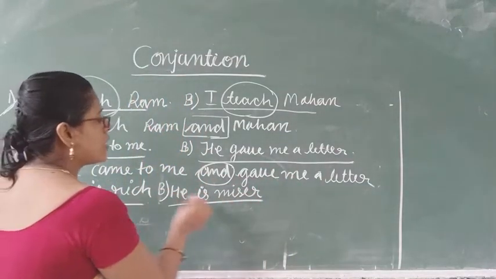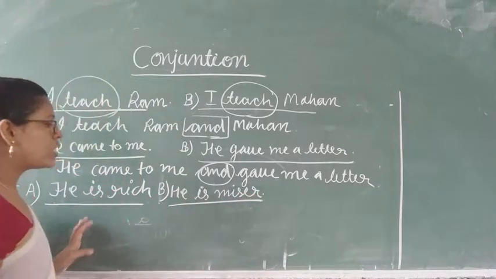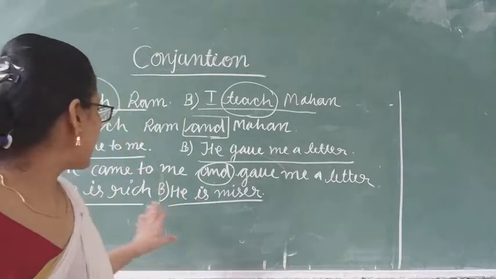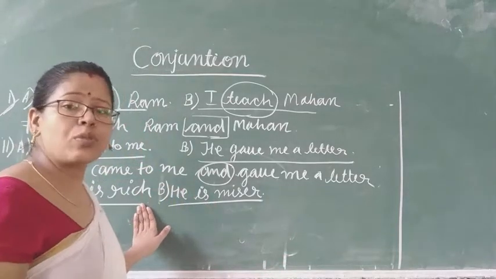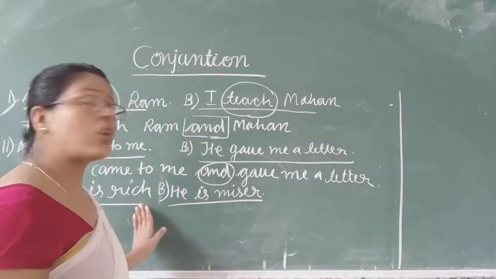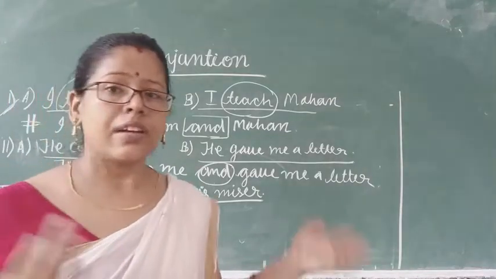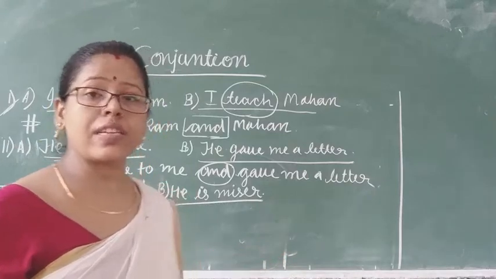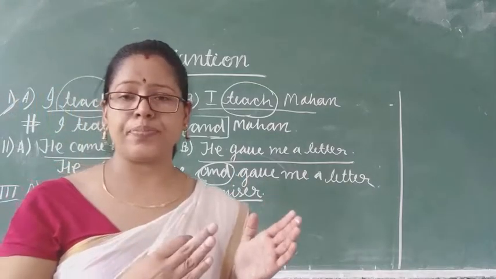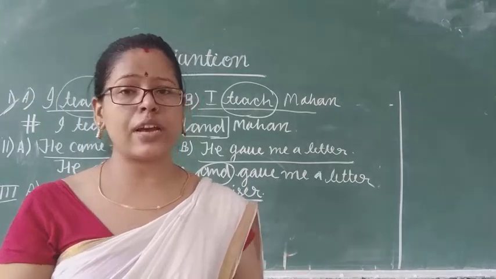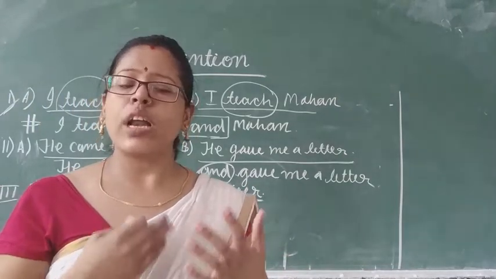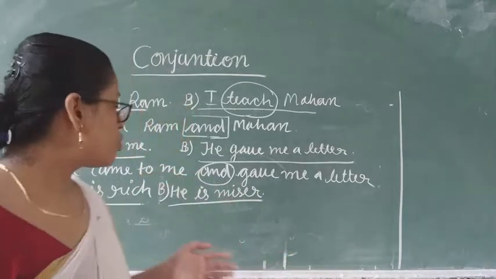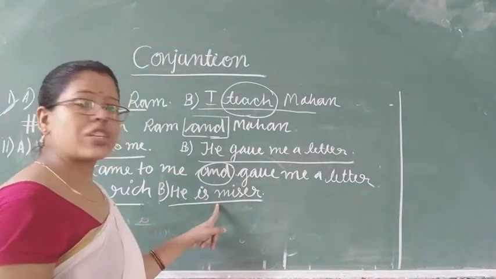He is rich, he is miser. So here you will get what? The opposite thing. Like if he is rich, then he must be very generous, he should not be miser because he has enough money. But what is written? He is miser. Miser means stingy. He is rich, but what is he? He is stingy. So you are getting what? The in spite of. So just opposite relation you are getting here.